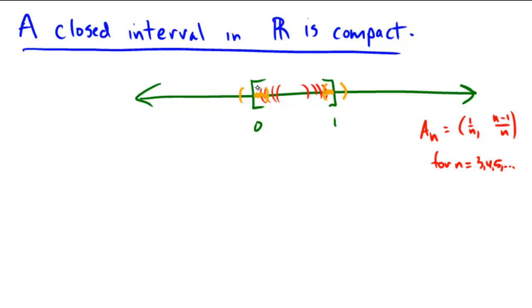Now keep in mind, this is not a proof that this closed interval is compact, because in order to do that, we would have to take an arbitrary open cover. And this was a specific type of open cover, but hopefully that gives you a little bit of an insight into seeing why compactness is true about closed intervals and why it's not true about open intervals.